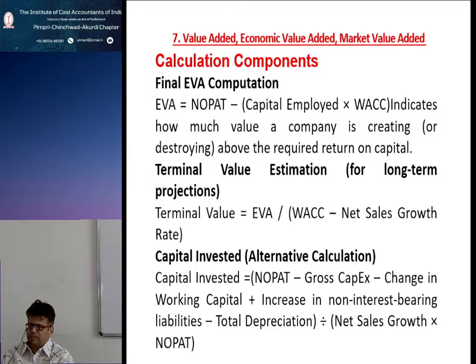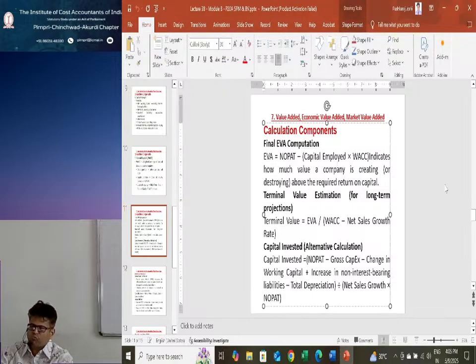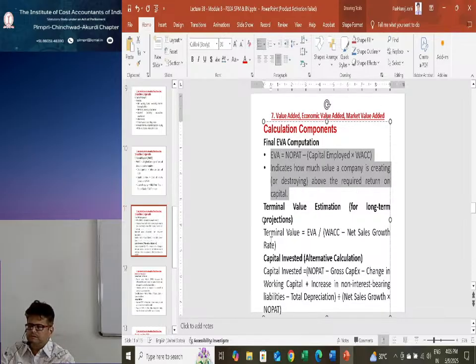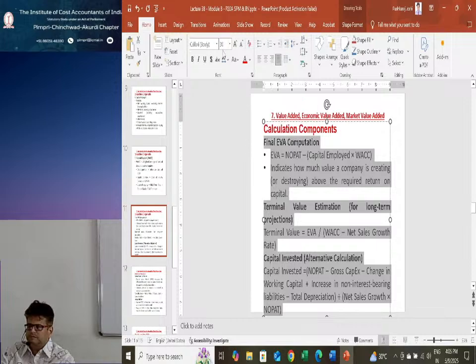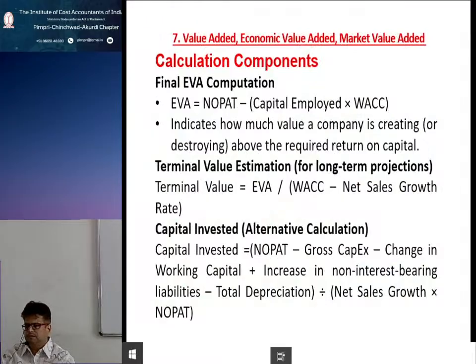Final EVA computation, formula wise, is EVA equal to NOPAT minus capital employed into WACC, which indicates how much value a company is creating or destroying above the required return on capital.